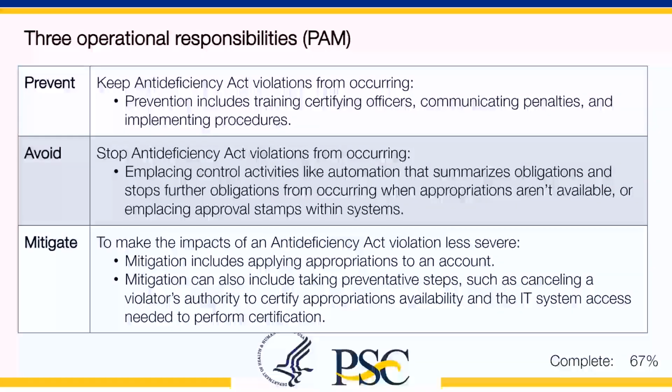Mitigate. To make the impacts of an Antideficiency Act violation less severe. Mitigation includes applying appropriations to an account. Mitigation can also include taking preventative steps, such as canceling a violator's authority to certify appropriations availability and the IT system access needed to perform certification.